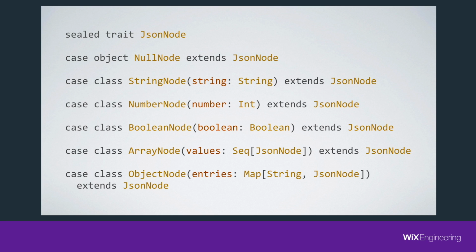So the first thing we're gonna need is a DSL for dealing with a JSON structure. I created a sealed trait with a generic JSON node with several implementations for null, strings, numbers, and so on. Note that the array and object nodes contain references to other JSON nodes.